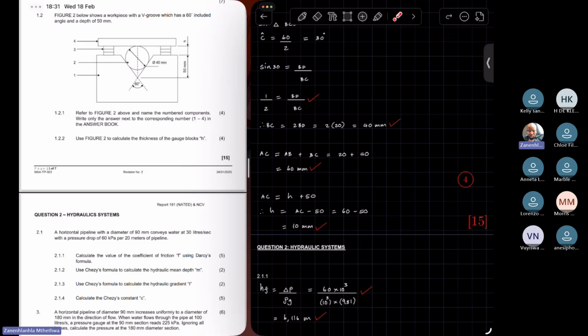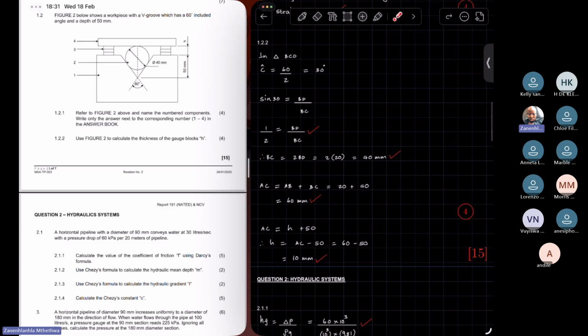Having attained AC, it means now we can get H, by simply manipulating this, making H the subject of the formula. Hence, when you transpose this, you then get 60 minus 50, which is 10 millimeters, which means H is therefore equal to 10 millimeters. Any questions?